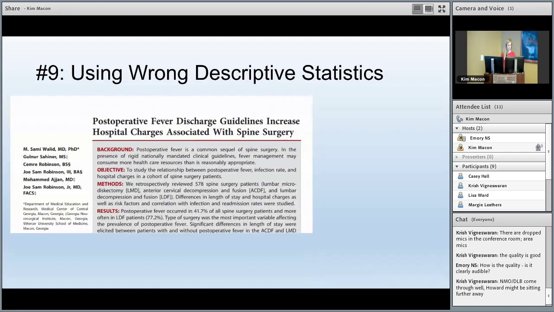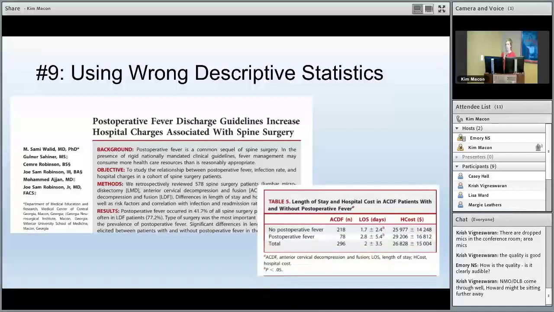So I want to illustrate two papers that I pulled out of neurosurgery. One was just looking at postoperative fever discharge guidelines, and they wanted to look at how that affected hospital charges in spine surgery. So I just pulled out their table 5 and am showing you here that they're looking at patients with ACDF, no postoperative fever compared to postoperative fever, and you can see that they presented the mean and the standard deviation for both cost and length of stay.